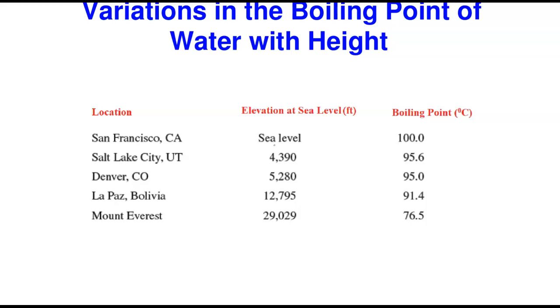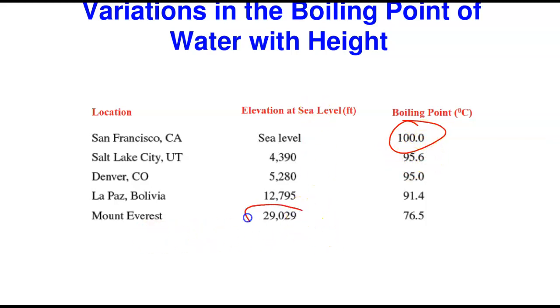Now, let's try to see. In San Francisco, the elevation is about sea level. Water boils at 100 degrees Celsius, just like we are here in Yakima. At Salt Lake, Utah, the elevation above sea level is about 4,390 feet. Water begins to reduce its boiling point to 95.6 degrees Celsius. Now, as you keep going, look at this.